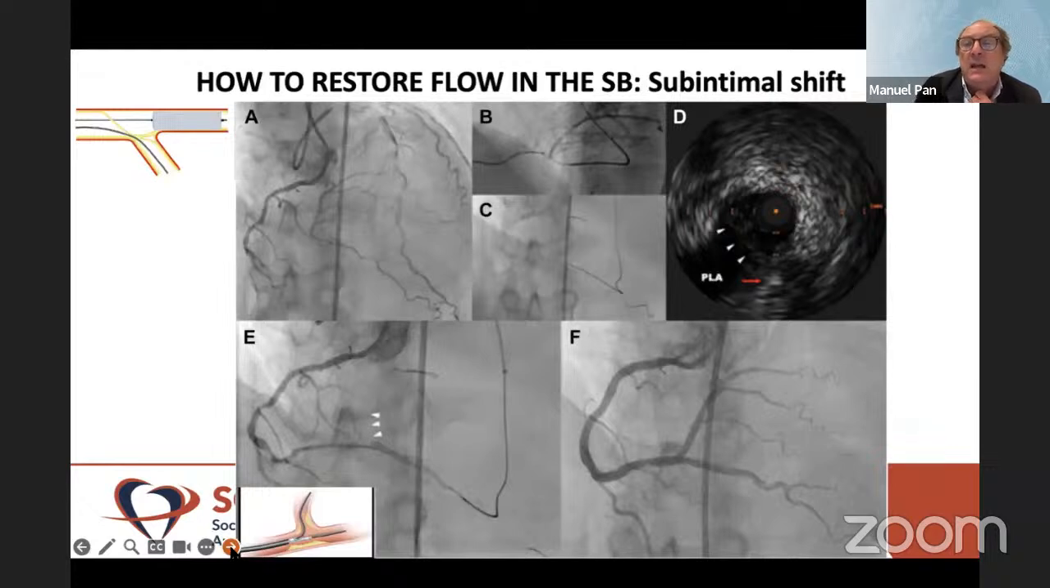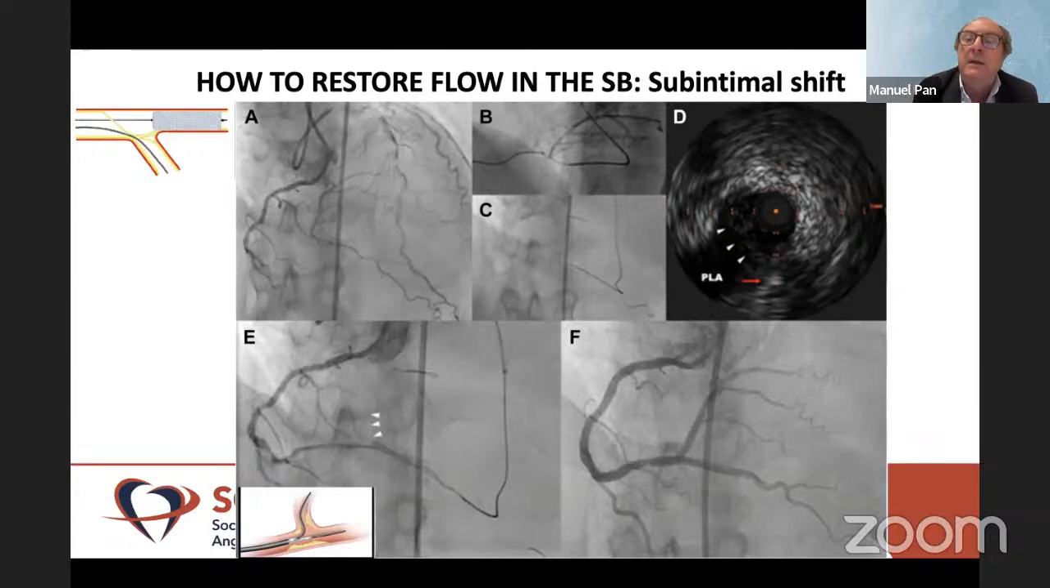This is an example of a subintimal shift in an antegrade recanalization of a right coronary artery. We have a retrograde technique, a retrograde wire from the PDA to the PLA. We have the wire, and after the introduction of the antegrade wire, you can see that the antegrade wire reaches the PDA in a subintimal position.